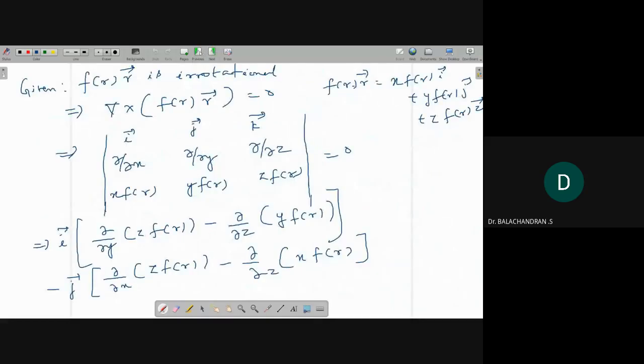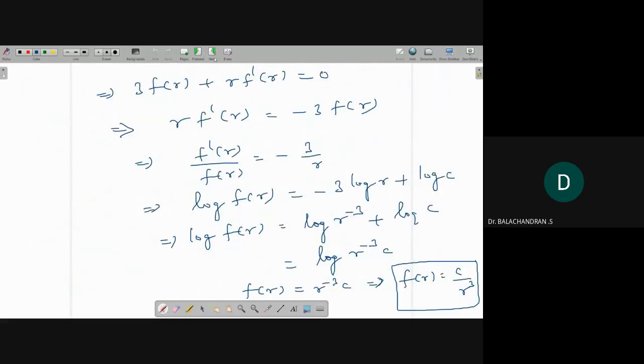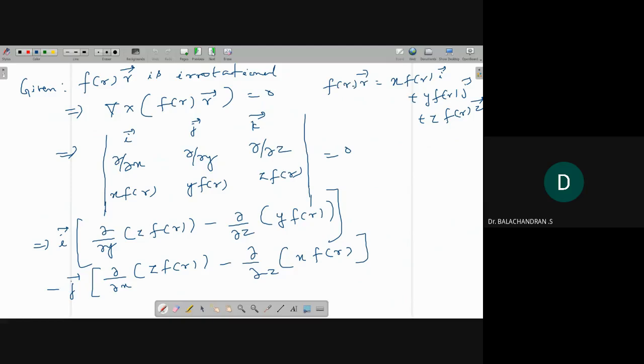I am going to prove that c by r cube into r vector is irrotational. That means I am going to prove del cross c by r cube into r vector equals 0. Then the problem is over. But the second part is a little bit stronger version. Stronger version means here I am proving f of r into r vector is irrotational for any f of r. So I think this proof is a little bit good, but there is an alternate method also.